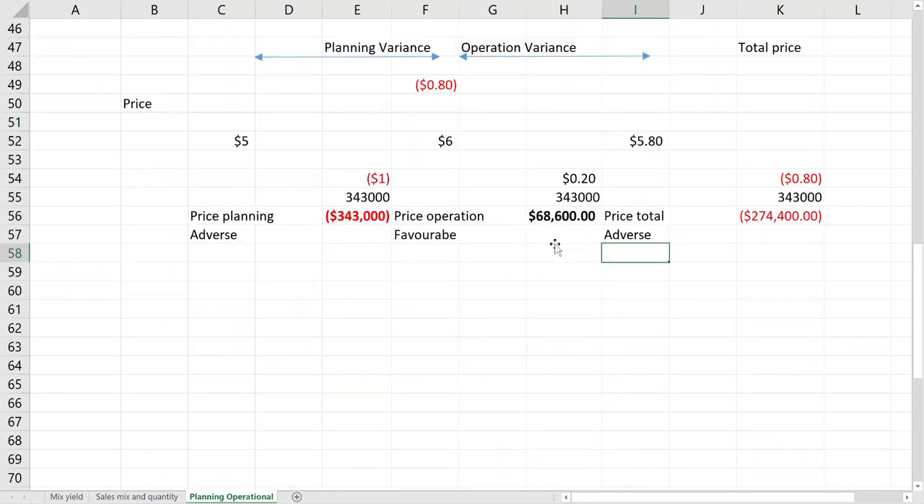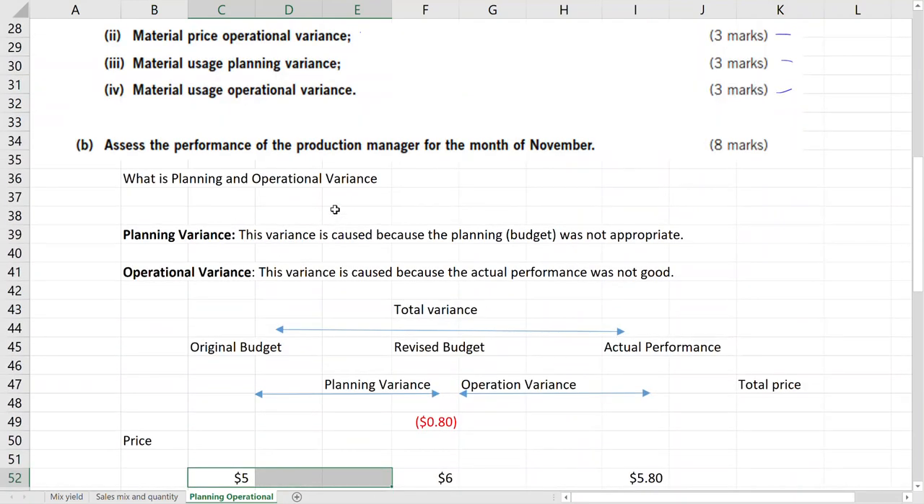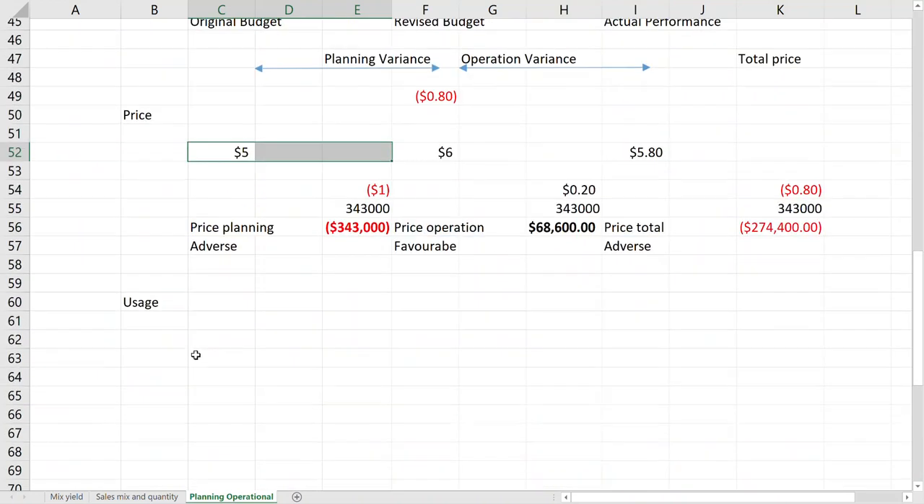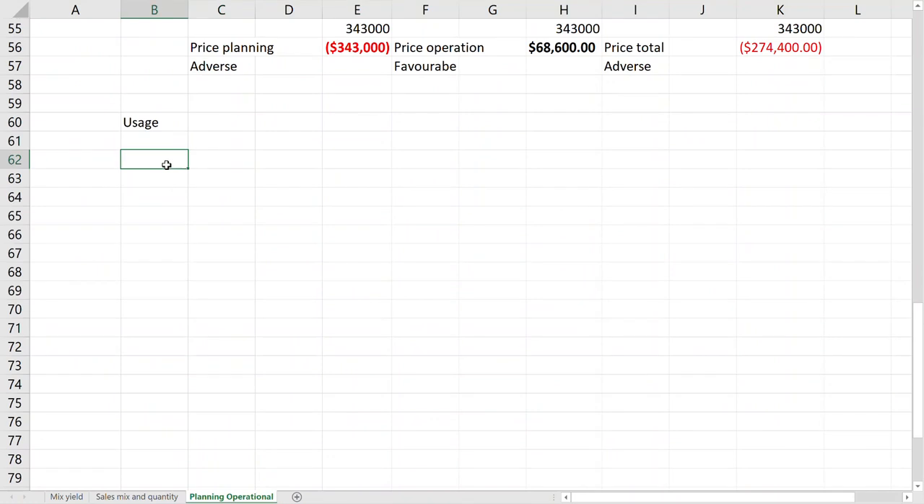Next is usage. Now, the material is the same for all products. For both products, we are using the same material, which is cotton. But the products are different and they use different quantities, so that's why we need to know them separately. If you look at bed sheets, they use 2 square meters. If you look at pillowcases, they use half square meter. So that's why I need to know separately for both of them. This is 2 and this is half.